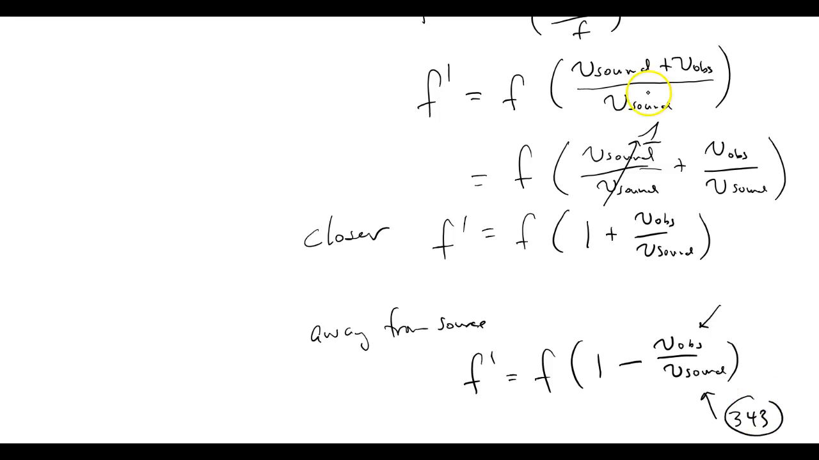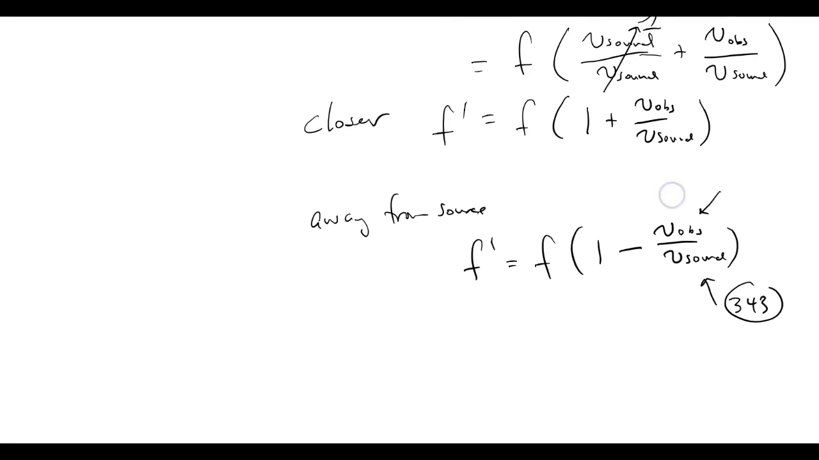So remember, it's because this would be negative, which would make all these other ones negative too. So I can combine this formula, and I get that f prime is equal to f times the quantity 1 plus or minus v observer all over v of the sound.